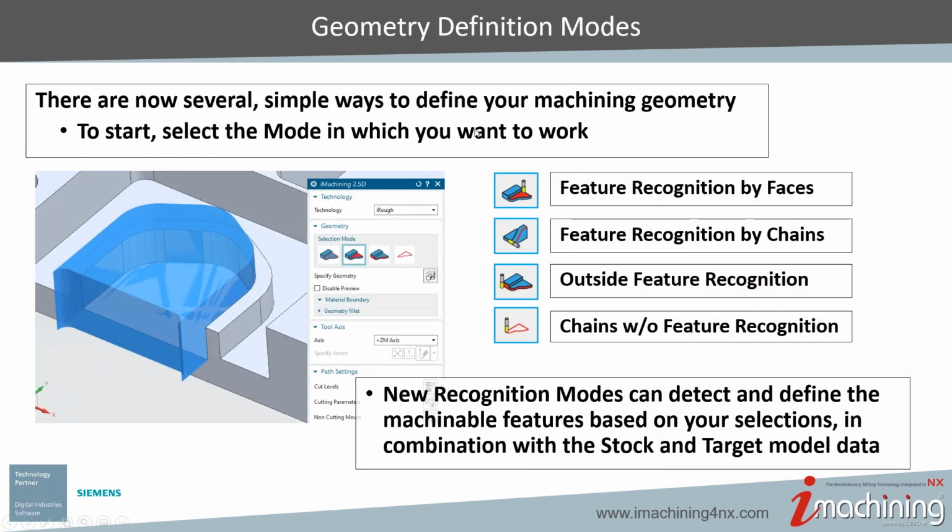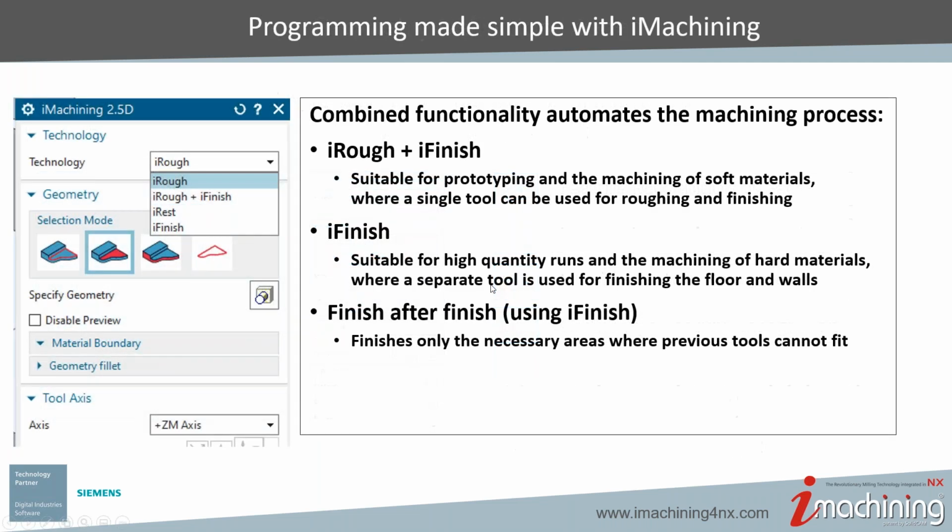So, the new geometry definition modes. Everybody is familiar with feature recognition in iMachining 2D. This feature recognition is now available also in iMachining for NX. As everybody knows, we have feature recognition by faces, by chains, outside feature recognition, and chains without feature recognition. This is all to make geometry selection easier and to remove any need for sketches and things like that.